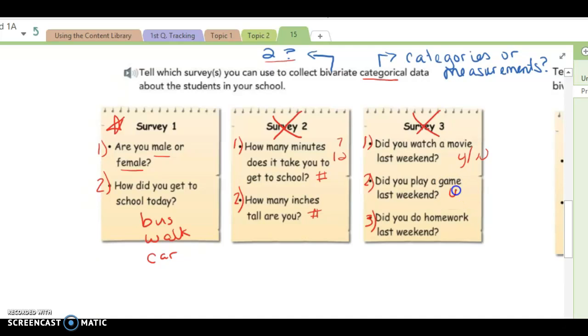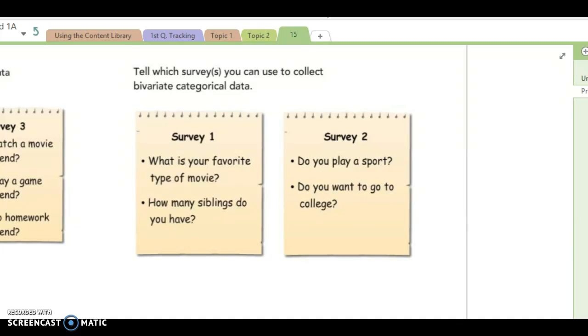Did you play a game last weekend? That is also yes or no. So yes or no questions are categories. Did you do homework? So that is also a yes or no. So that is also categories. So it is categorical, but it's not bivariate. Okay, this one says survey number 1. We have two different types.